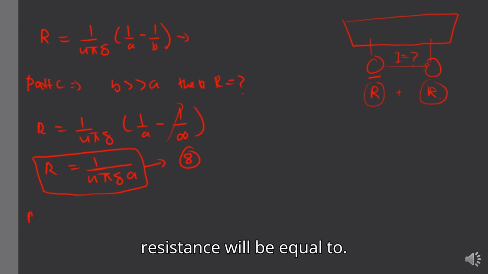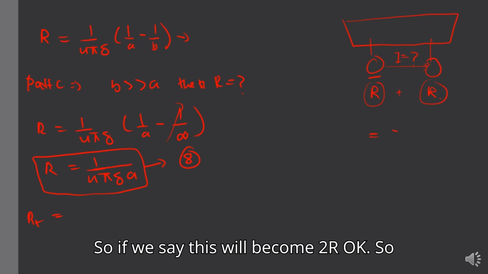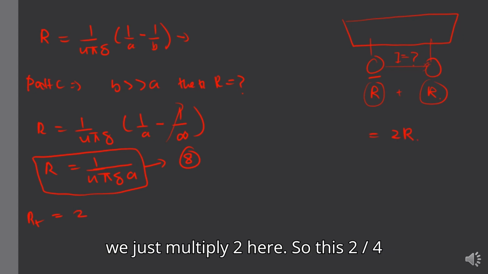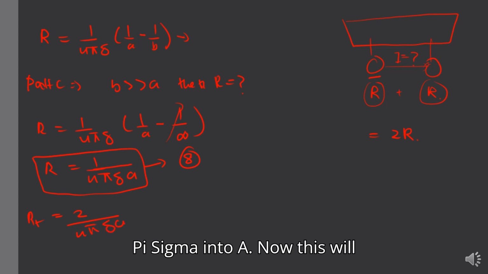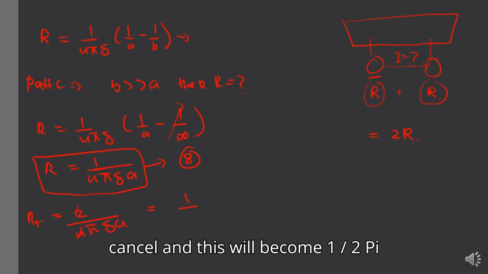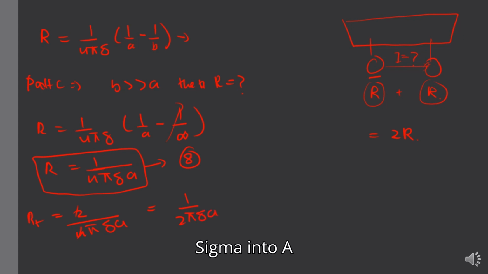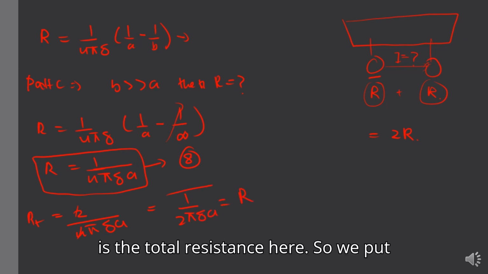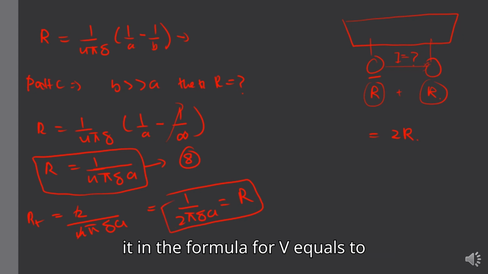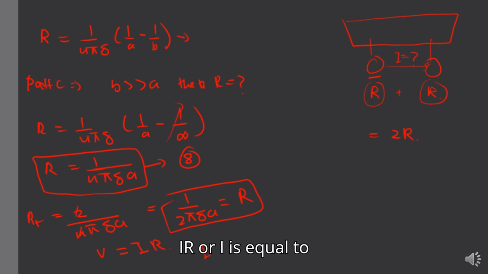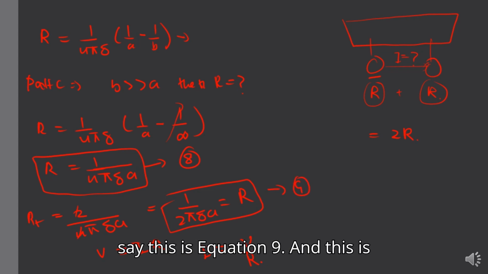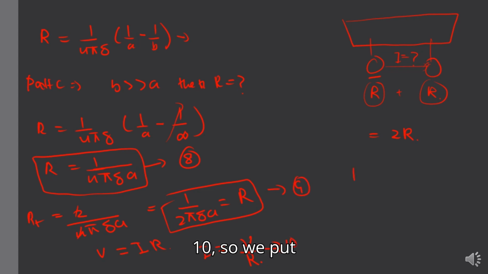The total resistance will be 2R. So we just multiply by 2 here, giving 2 divided by 4 pi sigma A. Now this will cancel and this becomes 1 divided by 2 pi sigma A, which is the total resistance here. So we put it in the formula V equals IR, or I is equal to V divided by R. Let's say this is equation 9 and this is 10.